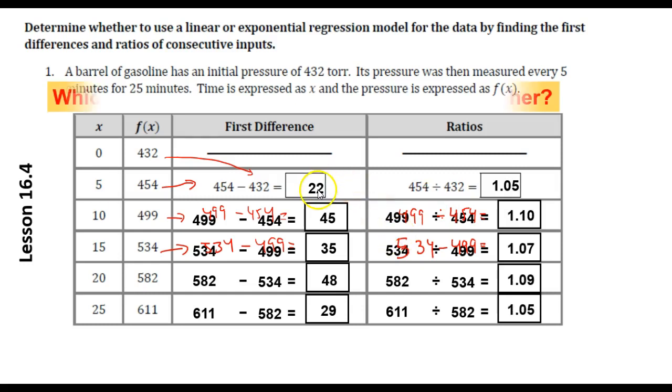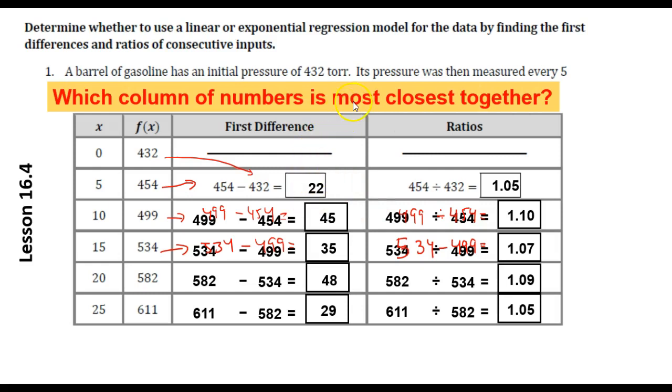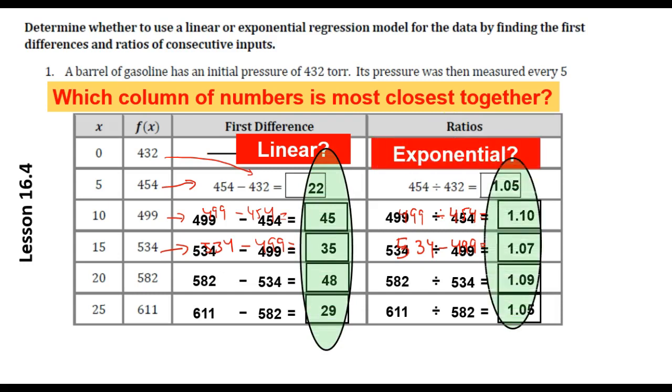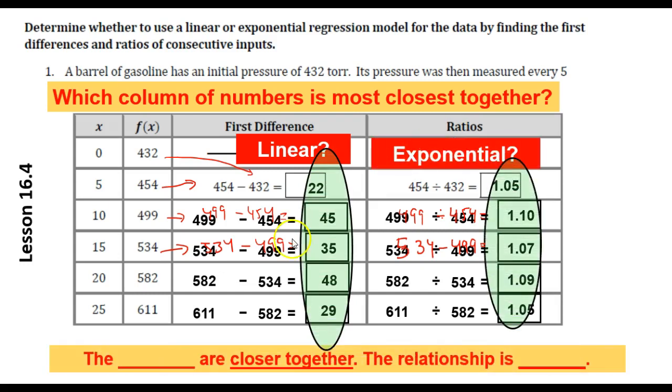So looking at both of these, neither one seems to be constant, but there is a column that's closer together. So do you think it's first differences and it's linear? Or it's going to be ratios and exponential? So to make your determination there, if it's going to be first differences or ratio, or if it's linear or exponential. And if you're like, I can't read that, it's listed right there. You can copy it down.